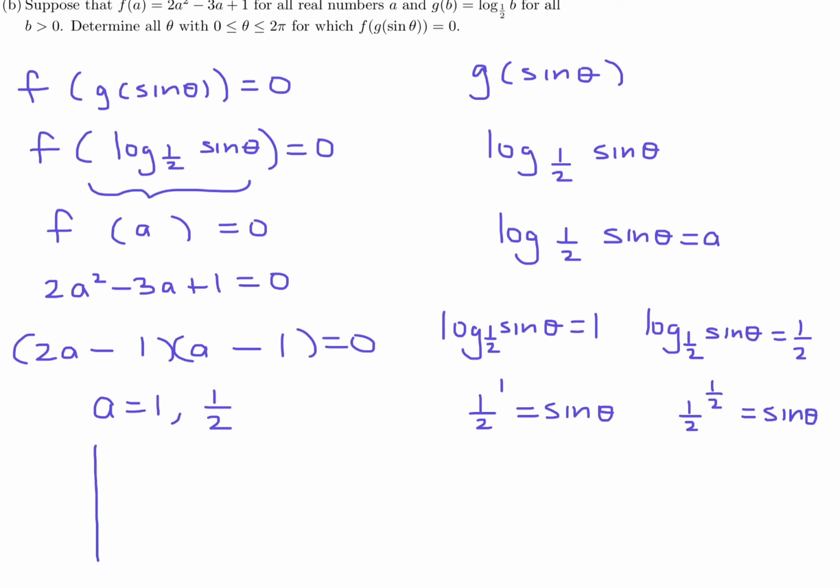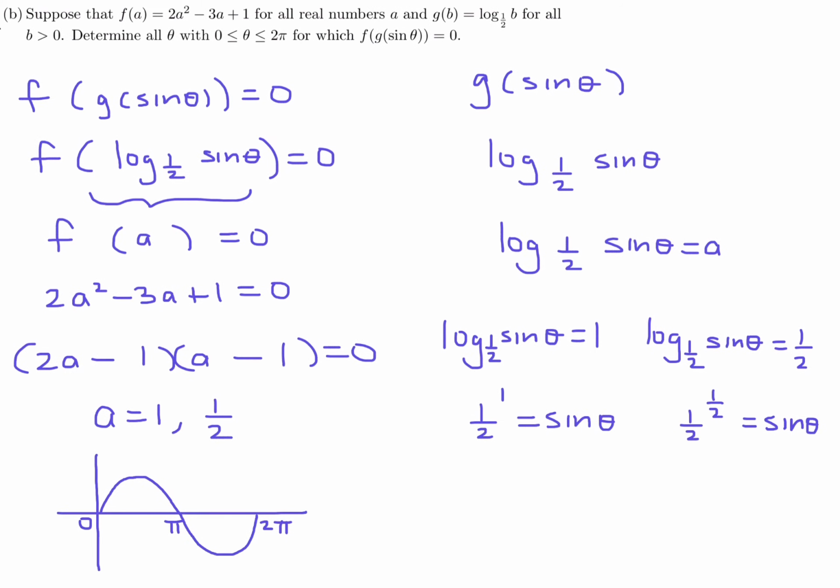All right, I always like to draw a little graph, just a little sketch of the sine curve. This is 0, this is pi, this is 2 pi, like that. So sine of theta is a half. So in this range, I believe it's going to be here and here approximately. It's going to be a half twice, right?